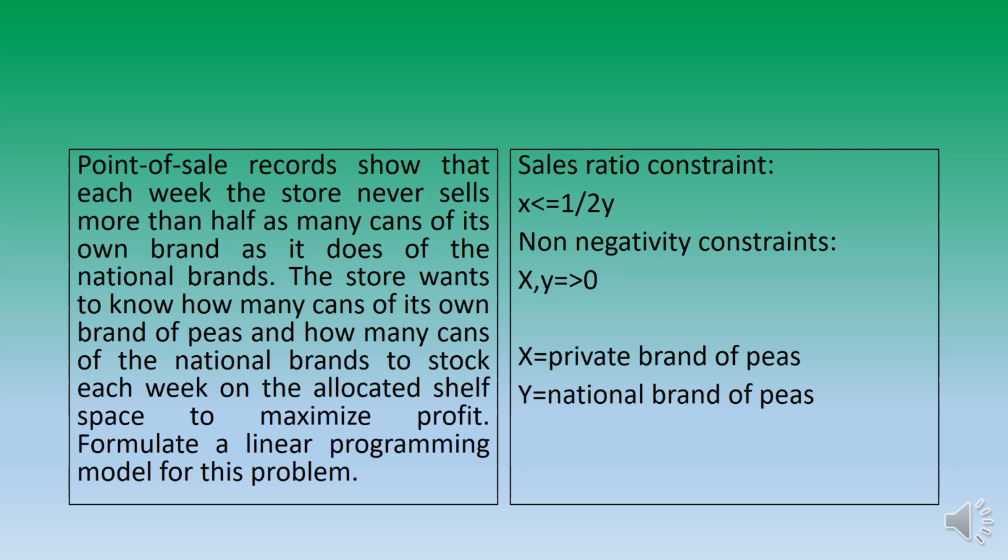So what we have to do: the store wants to know how many cans of its own brand of peas and how many cans of national brands to stock each week on the allocated shelf space to maximize profit. As we have already seen the profit maximization equation, we need to know X and Y. X and Y can be found with any linear programming method. It can be graphical, it can be simplex, or any other software may be used. Thank you very much.